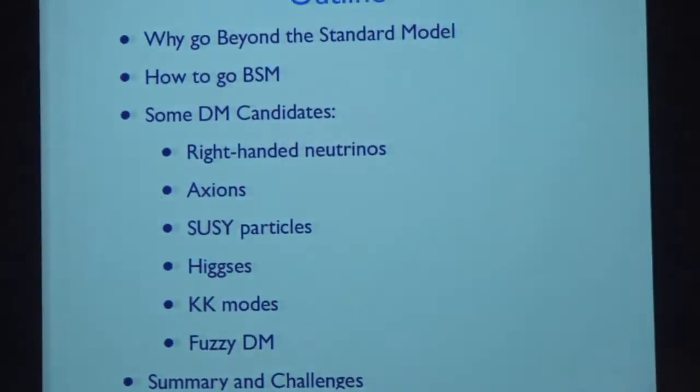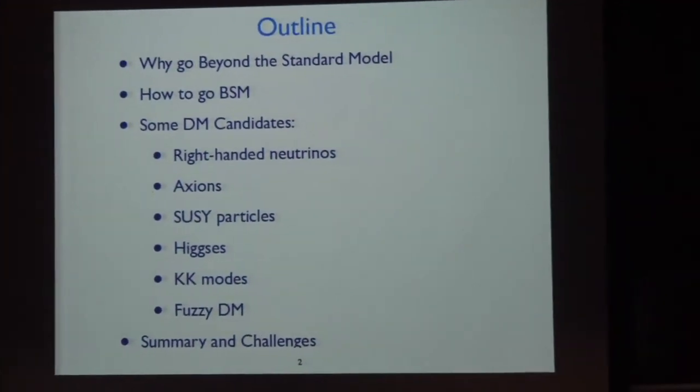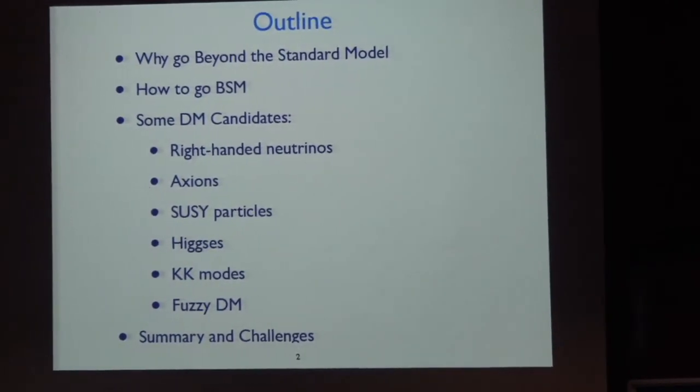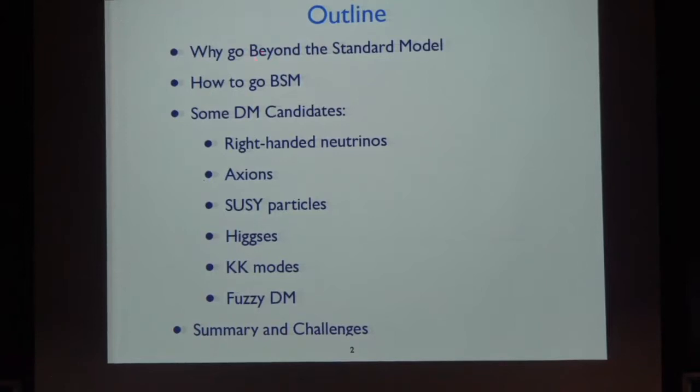So this is the brief outline of my talk. What is the standard model of particle physics, not the cosmological standard model, and why do we have to go beyond it? How do we use some dark matter candidates? There are lots of dark matter candidates in particle physics. I'm going to mention just a few of them, and then I'm going to talk about some summary and challenges.